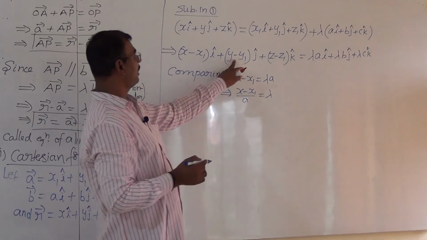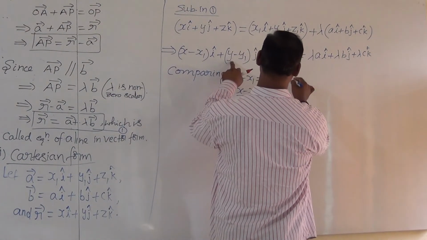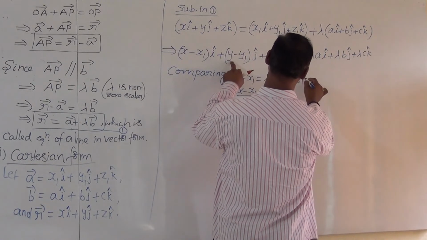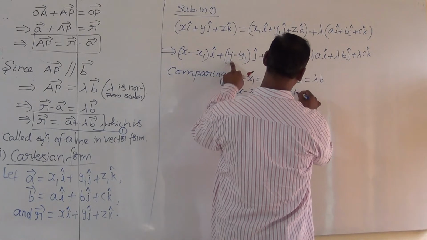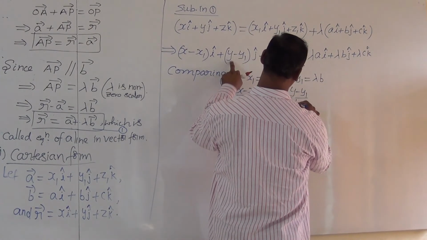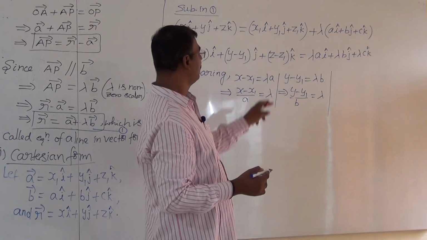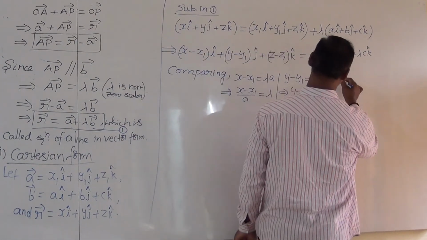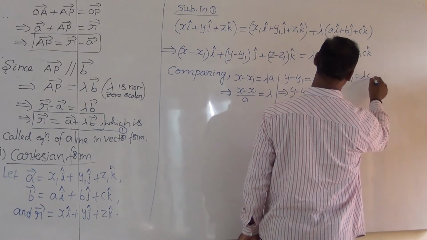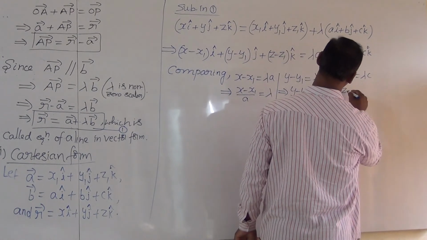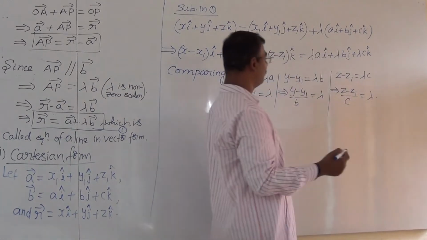Similarly, the second term also by comparison. That is y minus y1 is equal to lambda times b. y minus y1 by b is equal to lambda. And the third term, z minus z1 is equal to lambda times c. What is the lambda value? z minus z1 by c is equal to lambda.